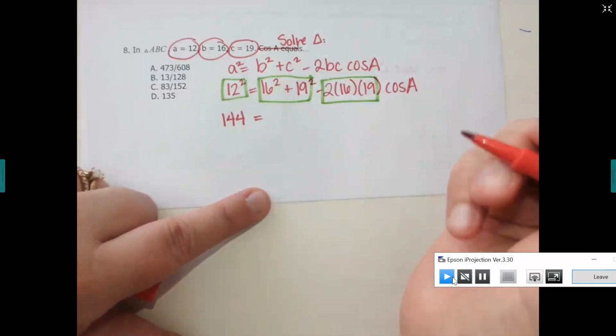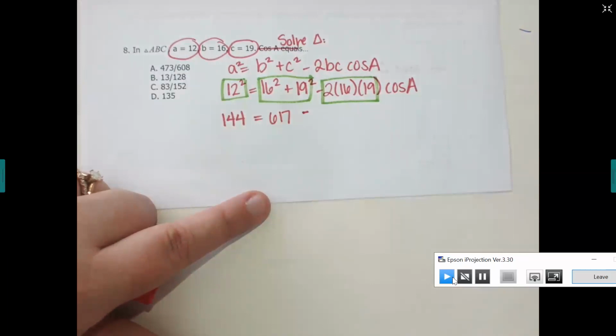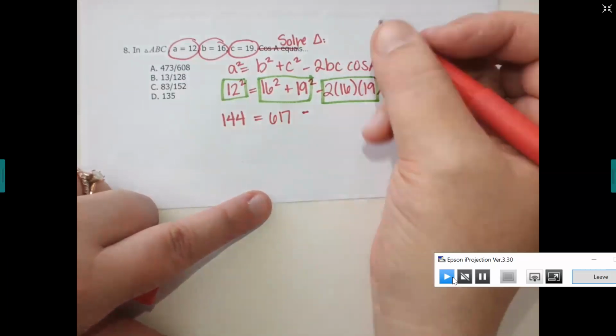2, what was it? 617, okay? Minus, and then I have a 3 group. You're doing 2 times 16 times 19. What was it? 608.